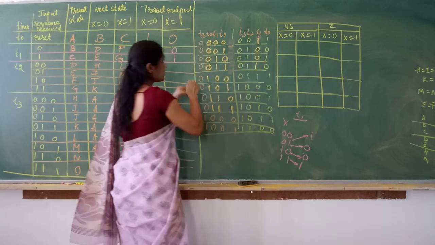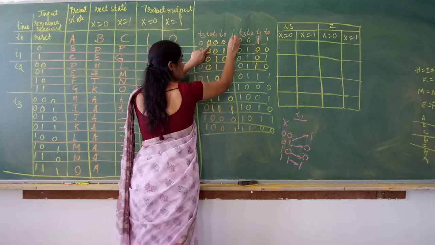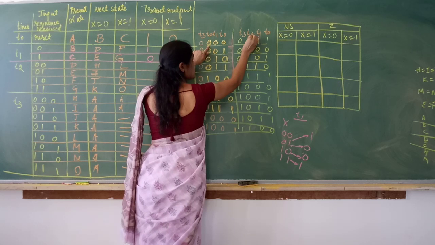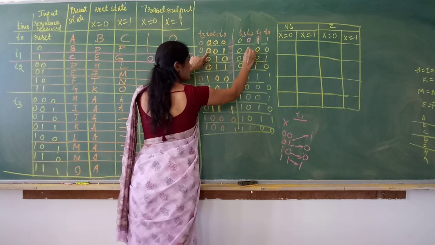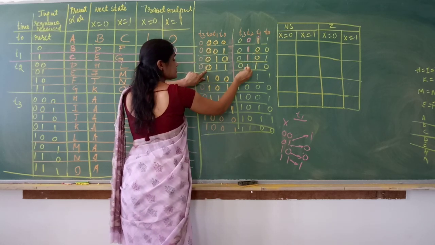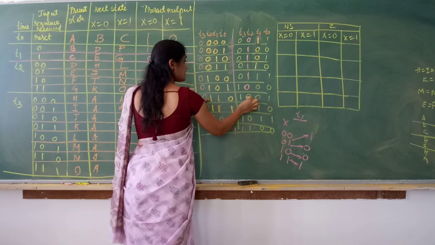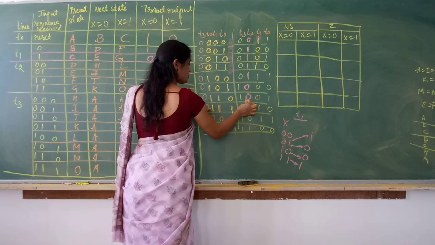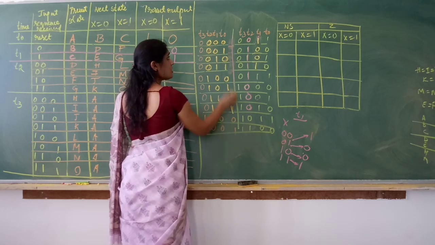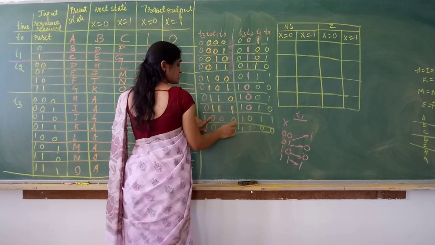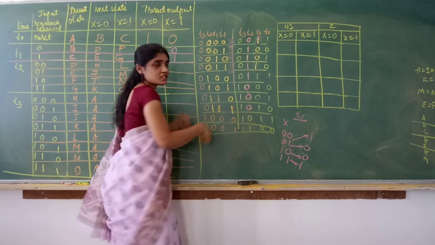Okay. So now if the input is 0, 0, 0, what is the output? 0, 0, 0, 1, 1, 0, 1, 0, 1, 0, 1, 1, 1, 1, 0, 0, 1, 1, 0, 1, 0, 1, 1, 0, 0, 1, 1, 1, 0. Again it repeats 0, 0, 0, 0. Yeah, we have got 0. 0, 0, 1, 1. It repeats.